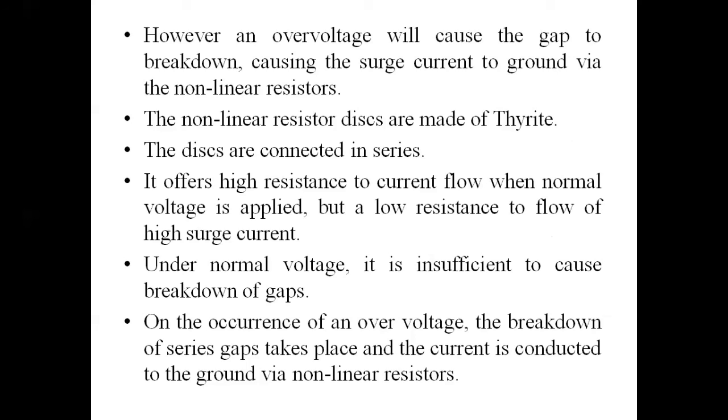The advantage of this system is that they operate very rapidly. It takes less than a second to ground the surge current. That's why they are used for voltages higher than 220 kV. So these lightning arrestors are used above 220 kV or higher voltages. So this is the working of the valve type lightning arrestor.